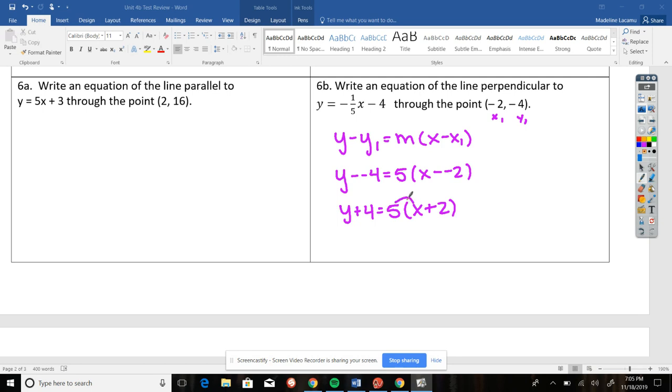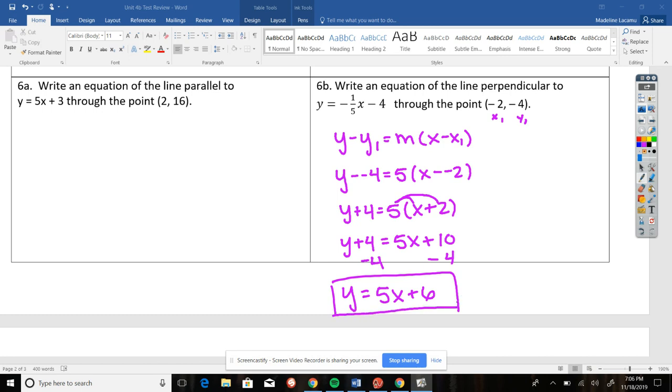Then we have to distribute, so distribute the 5. And I get y plus 4 equals 5x plus 10. Then subtract 4 from both sides, and we get y equals 5x plus 6. So either way you do it, you get the same answer.